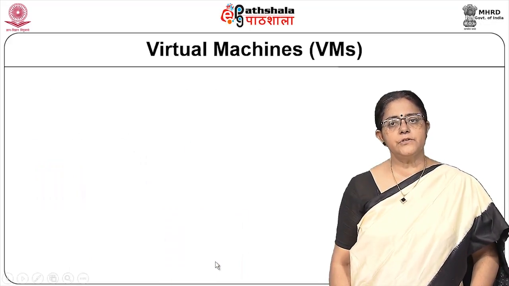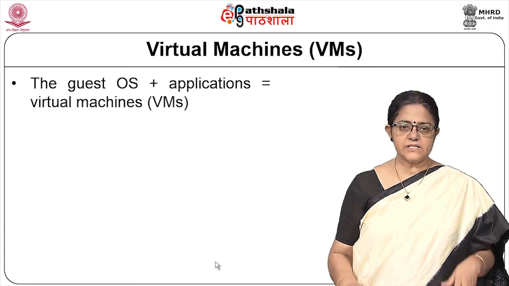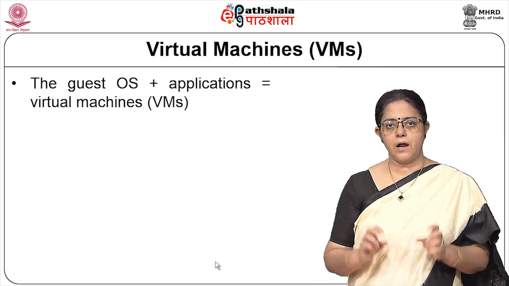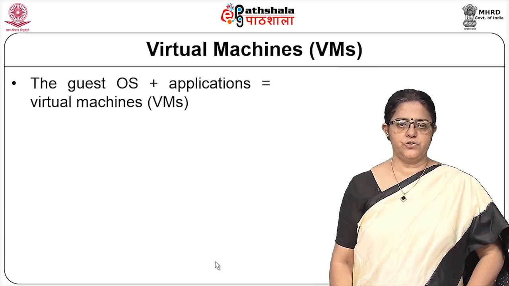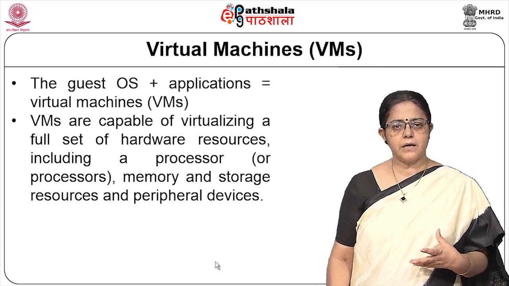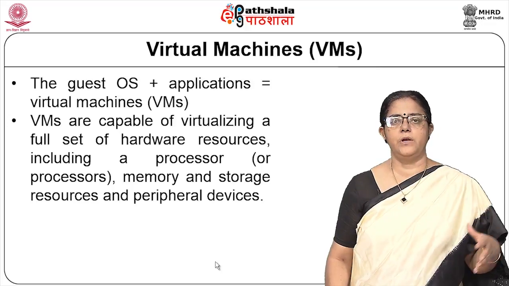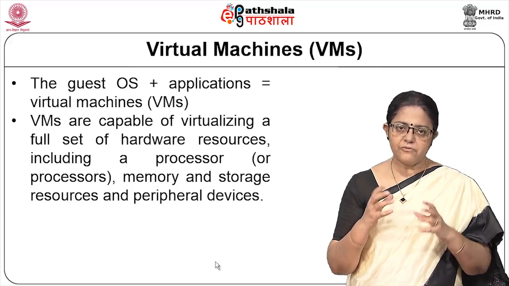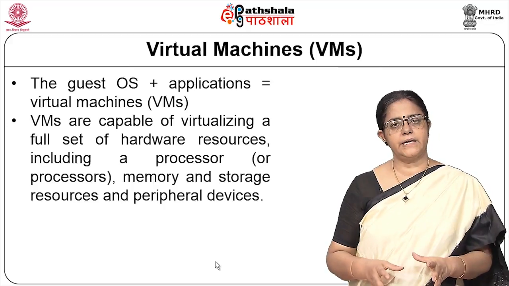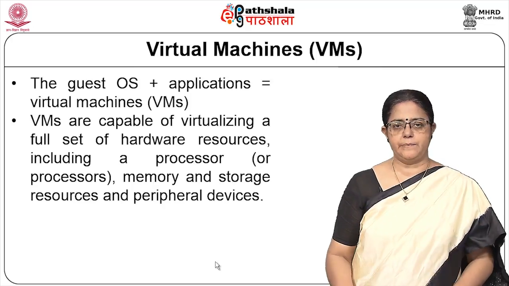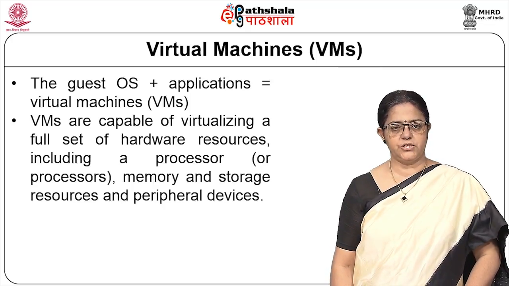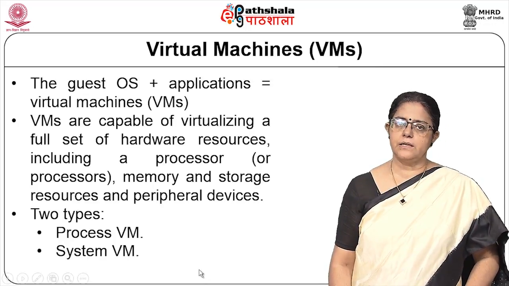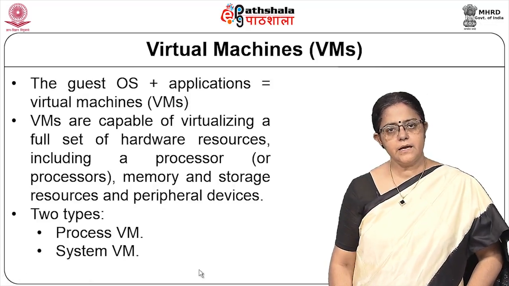So, now let us look at the virtual machines. The guest operating system and applications, plus of course the virtual hardware, will constitute a virtual machine. The VMs are capable of virtualizing a full set of hardware resources. Every application running inside a VM will feel that a complete hardware set is dedicated to that particular application, or at least that particular virtual machine. There will be two types of such virtual machines. One is called the process VM and the other is called the system VM.